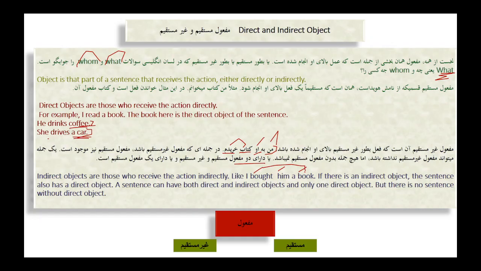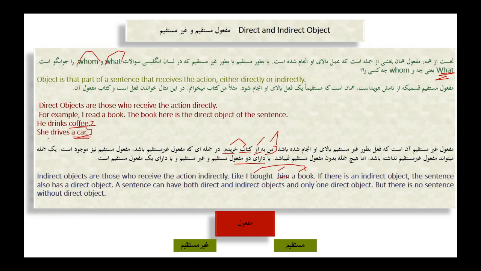So it becomes the direct object, and him, we gave the book to him. So him is also an object who receives the book, right? Who gets the book. So he is also an object, but indirectly, because the book comes to him. So the book is purchased, this is direct, and the person who gets the book is the indirect object.